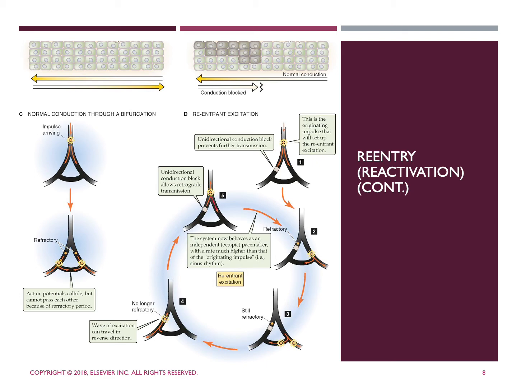As you see on the left, you can see where the impulse is arriving and it smoothly travels through. On the right-hand side, looking at number 1, there's a block here. The impulse arrives, works its way through, and then reaches this block. When this block occurs, we see the system work as its own pacemaker, and the rate is usually a lot higher than our normal sinus rhythm.